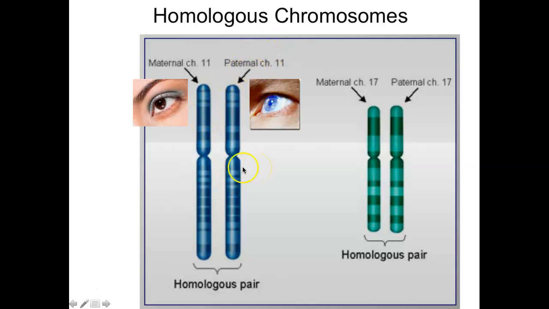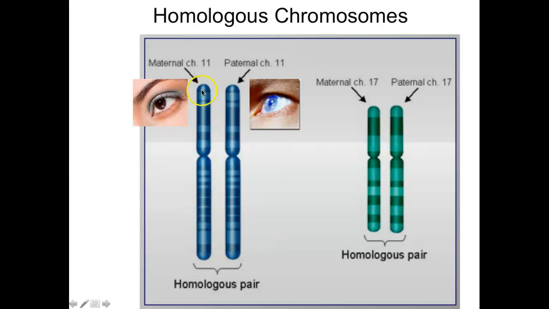So you have two chromosomes, number 11. And one is from your mom, one is from your dad. So we call this your maternal chromosome and your paternal chromosome. Now, the genes that are on your mother's chromosome are going to be different than the genes on your father's chromosome in terms of what kind of genes there are.